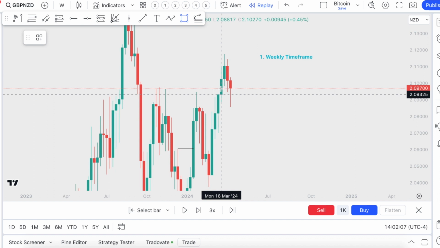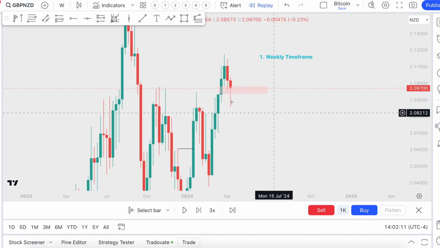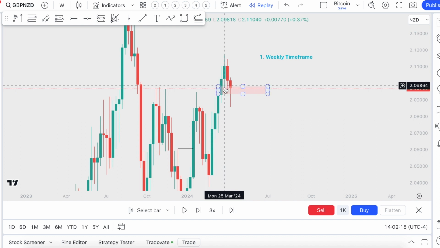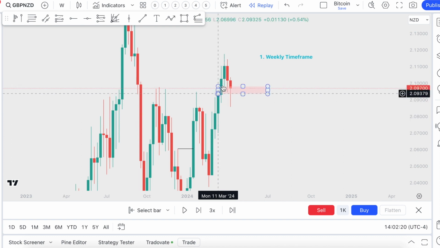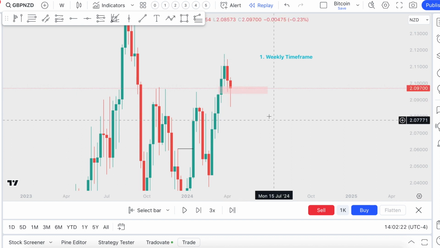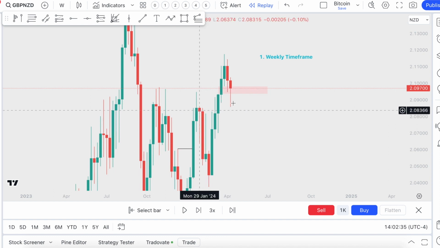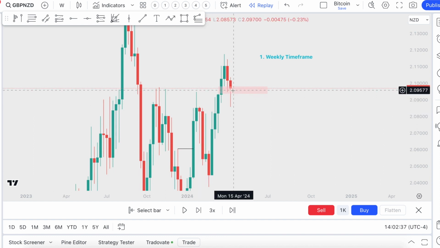After this week right here, the 18th of March, we actually left behind this weekly fair value gap. You see the top of the wick at the top of this candle right here, and the wick at the bottom of this candle right here. You see that gap? That's going to be the fair value gap. This past week, on the week of the 8th of April, we wicked down below it. Actually, we tapped these levels right here. But you see how that fair value gap is holding.